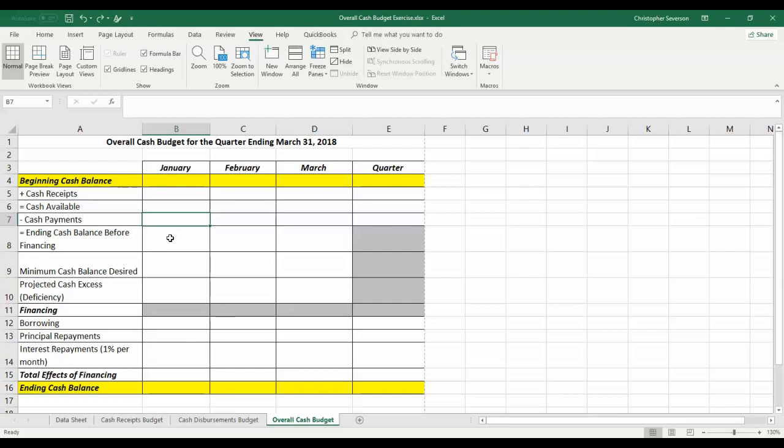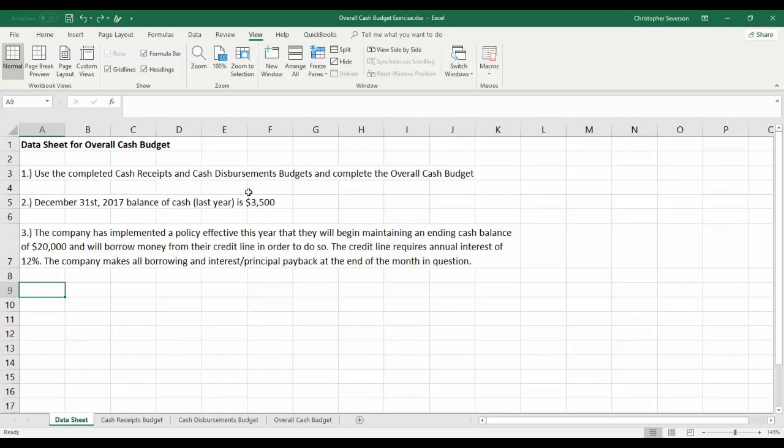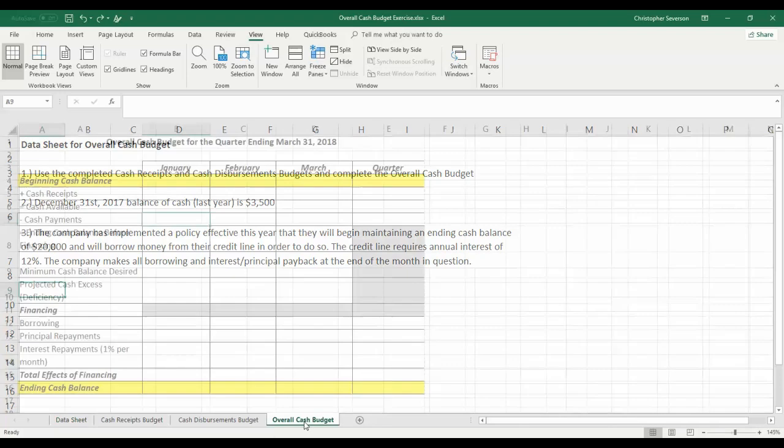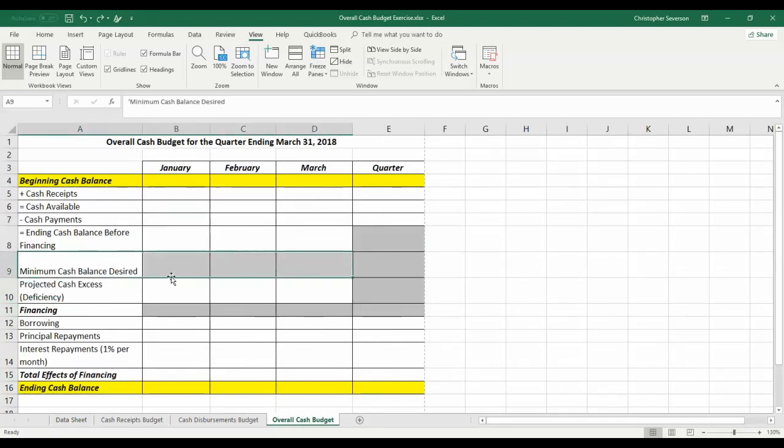But the fact that we have a minimum balance, which, by the way, we said needed to be $20,000, that's what this line is all about. $20,000 for each quarter. So we never want to fall below that. So I'm just going to enter that. The projected cash excess or deficiency is going to be our current cash balance minus the $20,000, and hopefully we have some left. Hopefully this is a positive amount, but if it's negative, it'll be a deficiency.